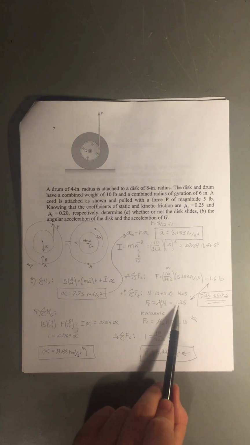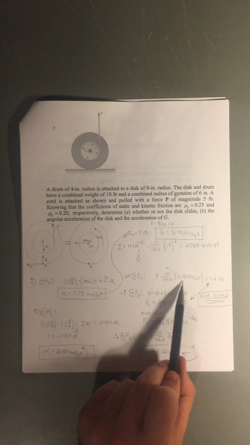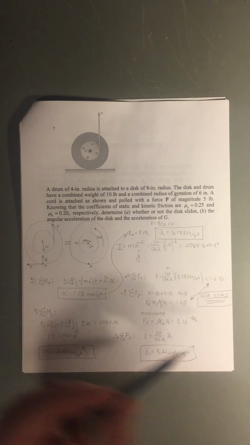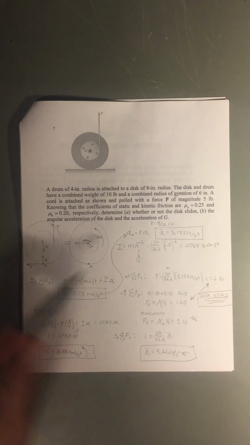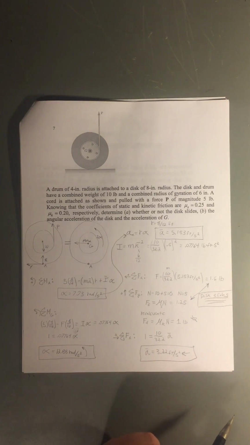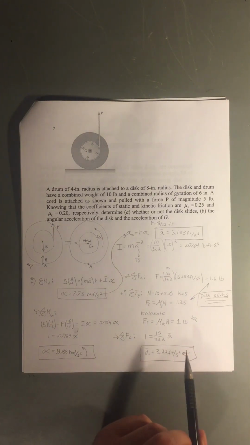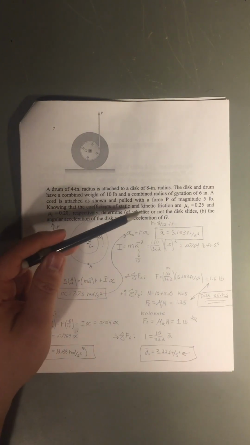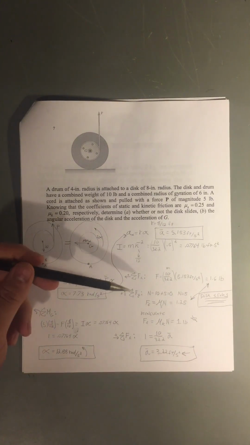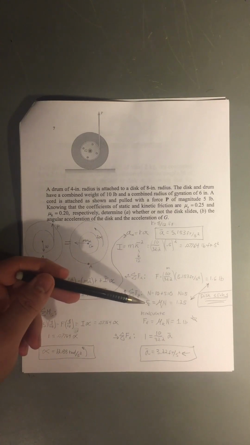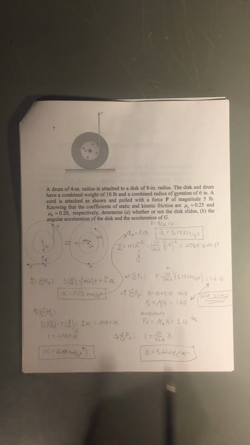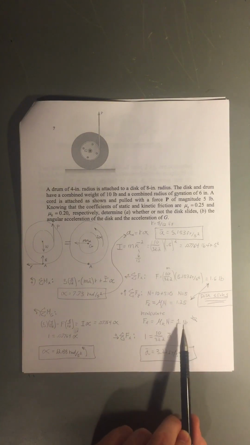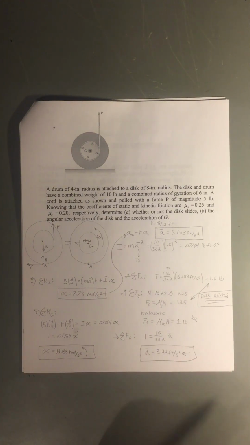But since that is less than this force that we calculated here, we can tell that this force will overcome that force of friction, and the disc will be sliding as it moves. And so that is the answer to part A. And then since it does move, we need to recalculate this force of friction using mu of k, because we know it's not static friction anymore, which gives us a force of friction of 1 pound.